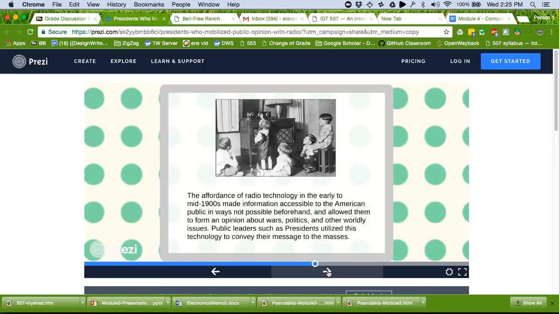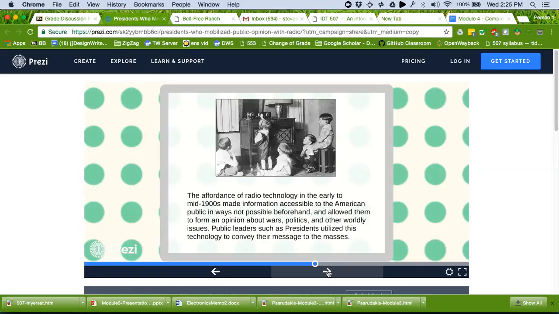I would have suggested what she really means is the affordance of radio broadcasting, because it's the affordances of the radio broadcasting. In the next frame, we'll get to the affordance of the actual radio. Right, exactly, because those are two different things. And so here she says that it makes information accessible in ways not possible beforehand, allowed them to form an opinion about wars, blah, blah.